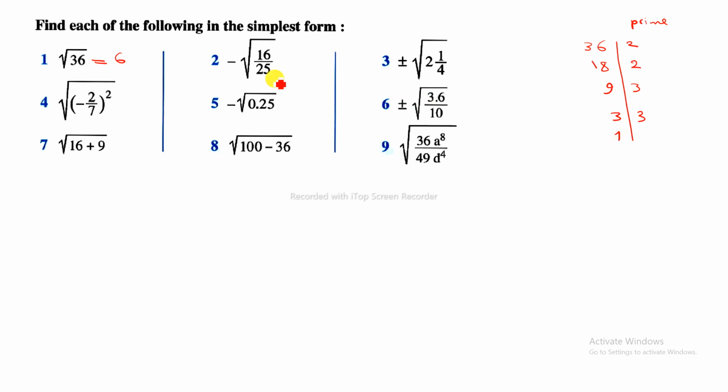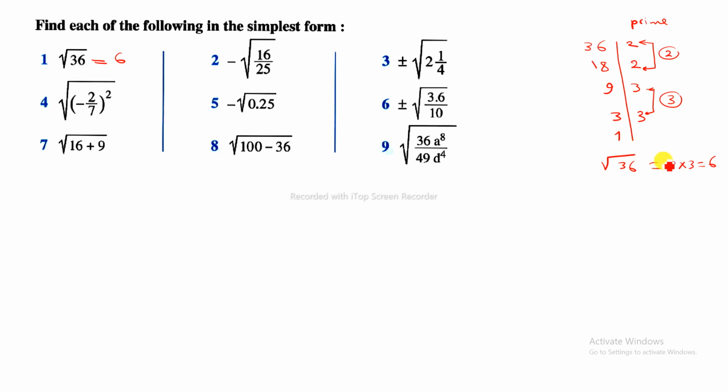Here, notice: the square root of 36 means what is the number that, if multiplied by itself, gives 36. So for each two similar numbers, we take one. Here, two similar numbers, we take one. So the square root of 36 is equal to 2 times 3, which is equal to 6.